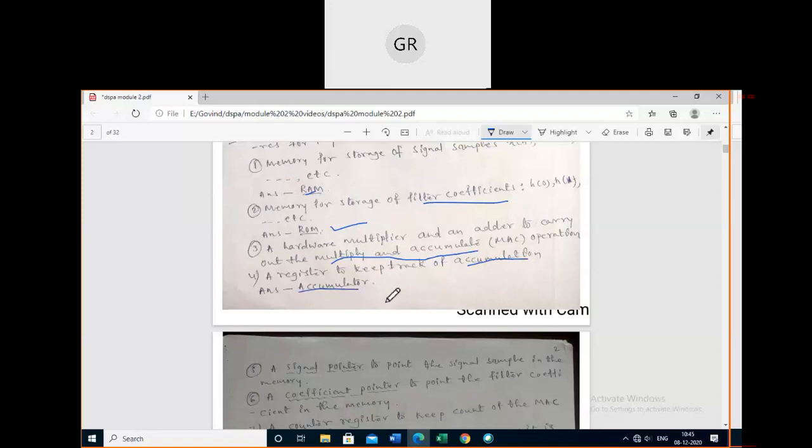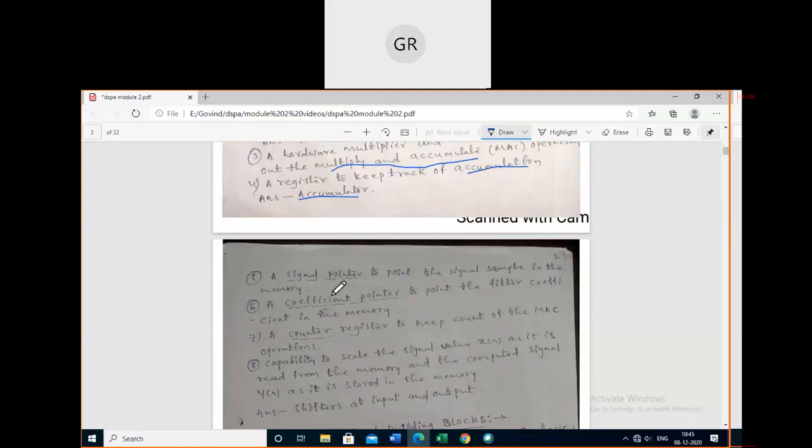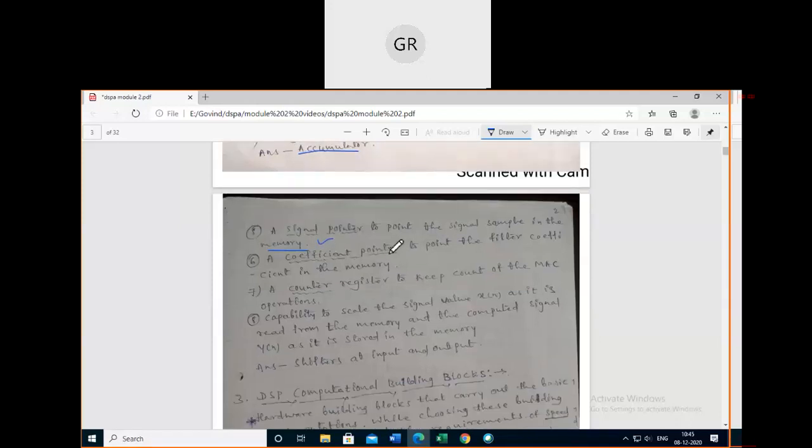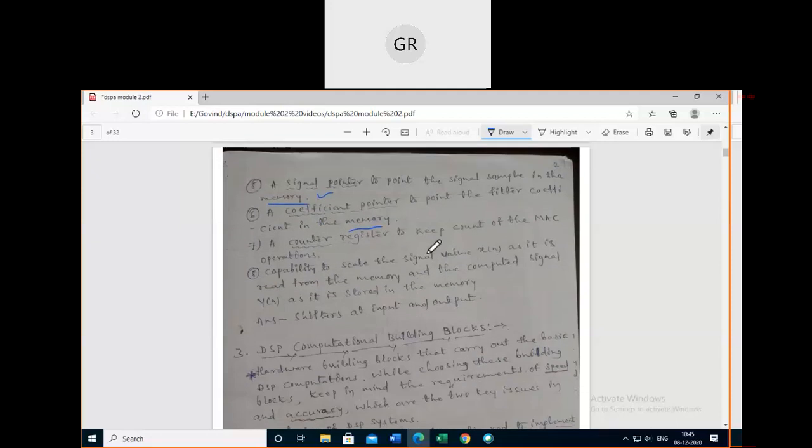Then a signal pointer to point to the signal sample in the memory. Then a coefficient pointer to point to the filter coefficients in the memory. Okay, for the inputs, the signal pointer. For filter coefficients, we use the coefficient pointer. Then a counter register to keep count of the MAC operations.